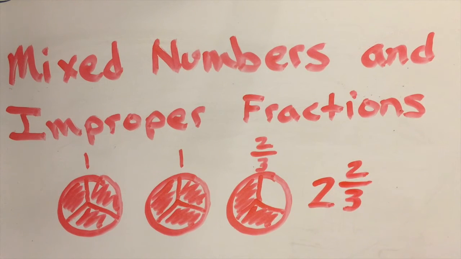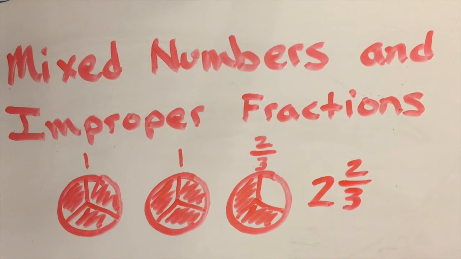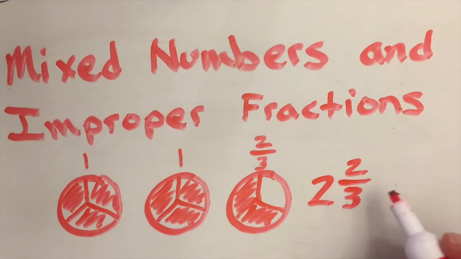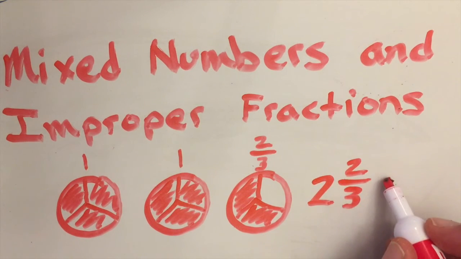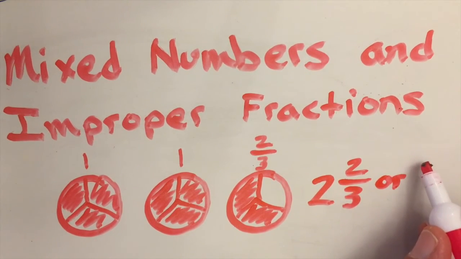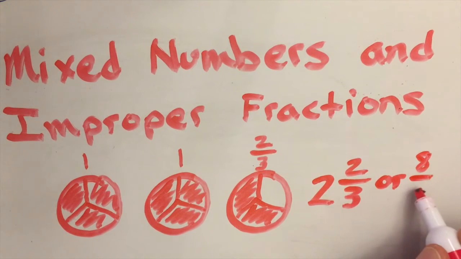Now we can also refer to it as an improper fraction by counting all of the thirds. So we have 1, 2, 3, 4, 5, 6, 7, 8. So you can say 2 2/3, or we can refer to it as 8/3.